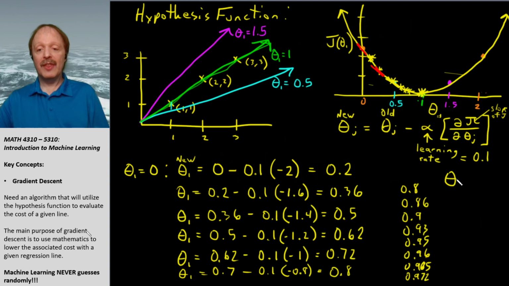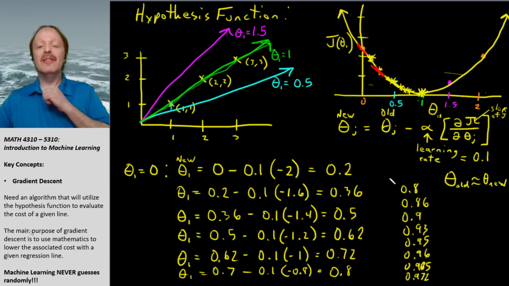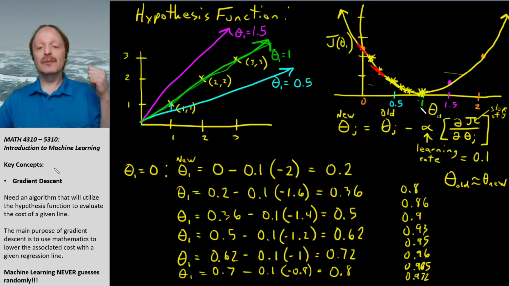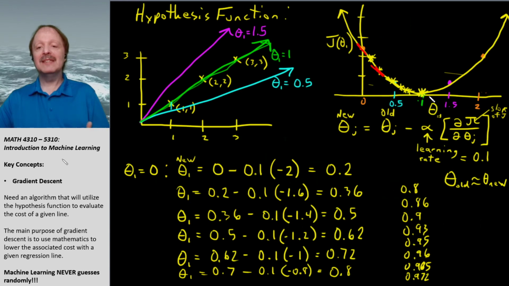So when theta old is approximately the same as theta new, I stop, because at that point I have reached the bottom of the parabola, which, if you remember calculus, means we just found the optimal value. We basically, in a parabola, used Newton's method to find our way down to the very bottom.